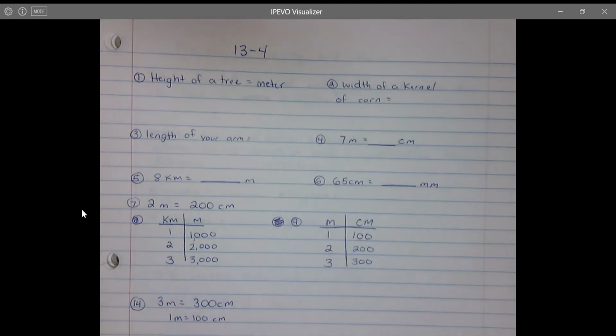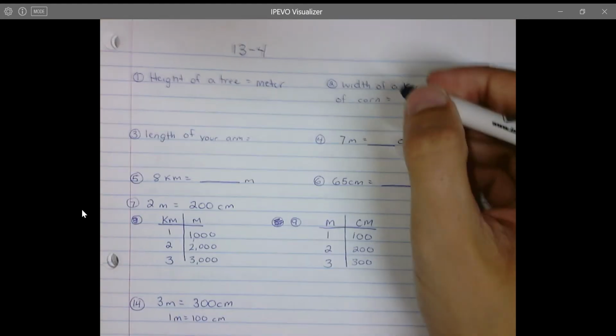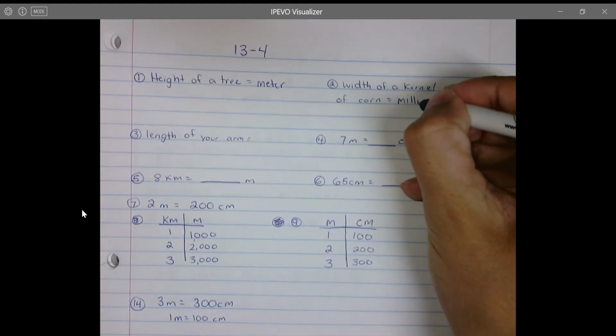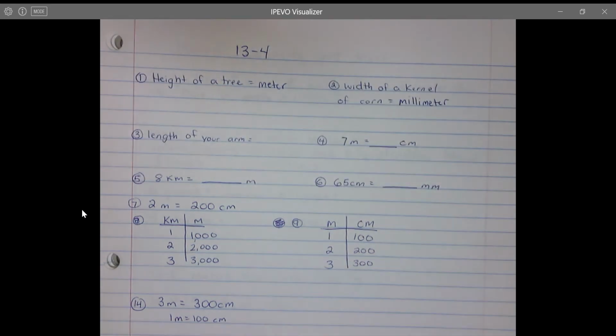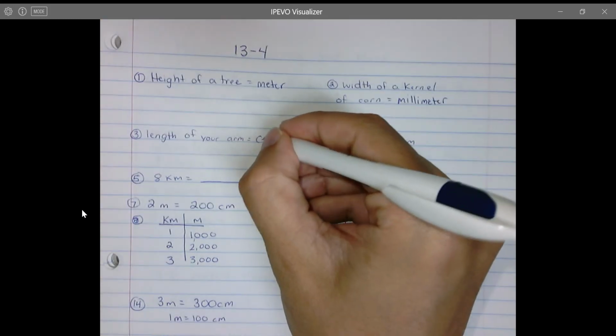For something the width of a kernel of corn, that would be very small. It's actually going to be even smaller than your finger, most likely. So that one we would have to use a millimeter. And then the length of your arm, halfway up the door would be too big. You wouldn't want to use dimes. That one you'd want to use centimeters.